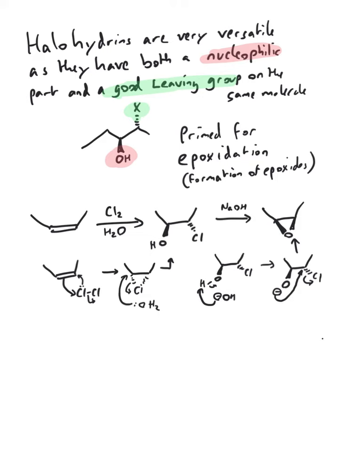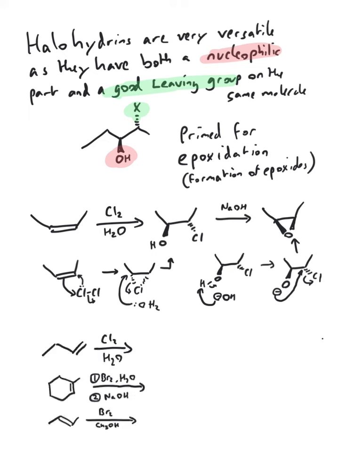This by far is not the most effective way of making epoxides, but it does work. But anyway, back to the halohydrins. You have a go at forming them. What are the products of the following reactions? You may pause now. And here are the answers.